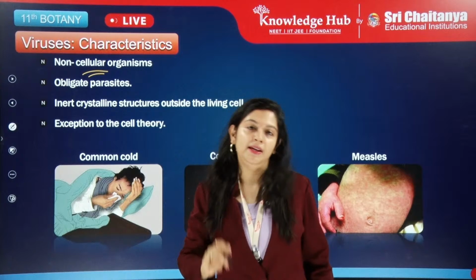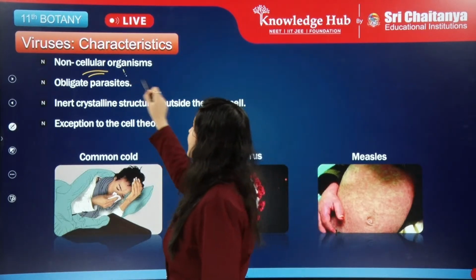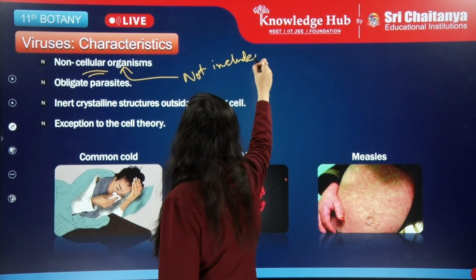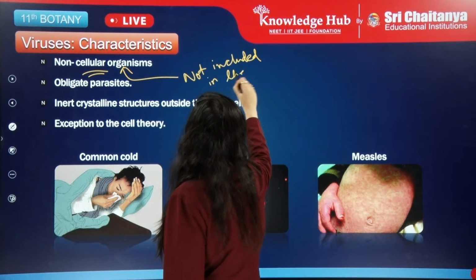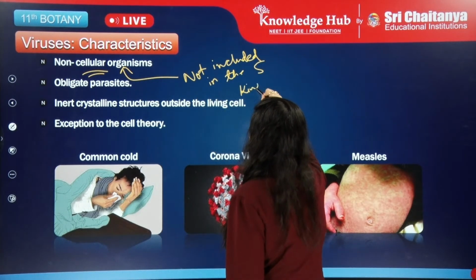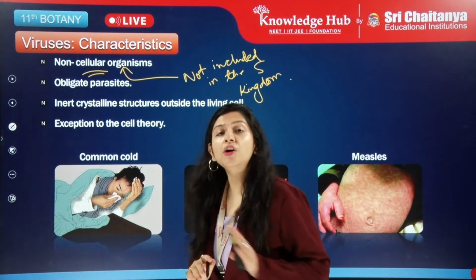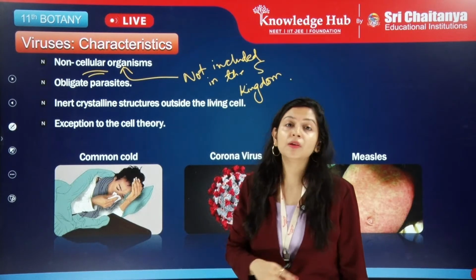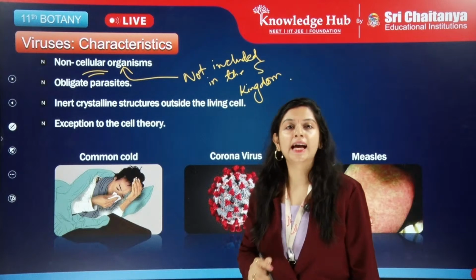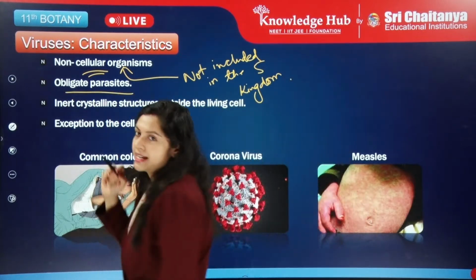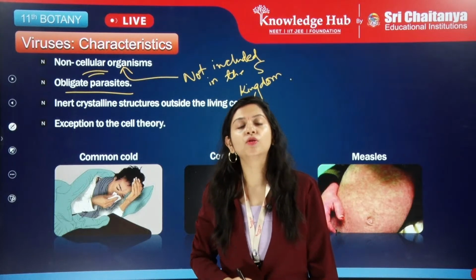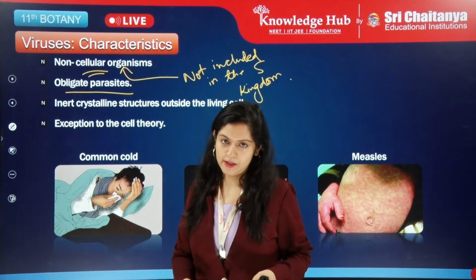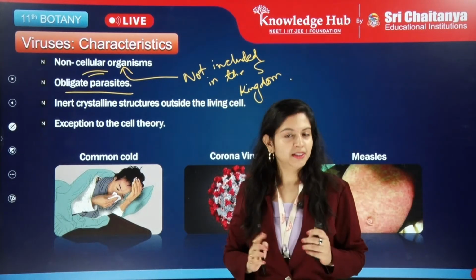This is the reason why they are not included in the 5 kingdom classification. They are not included in any of the 5 kingdoms because they are non-cellular organisms. What about the next one? The next thing is that the viruses are obligate parasites. So parasites, and also they are obligate parasites, I mean only parasites, exclusively parasites. All these words are similar, right?